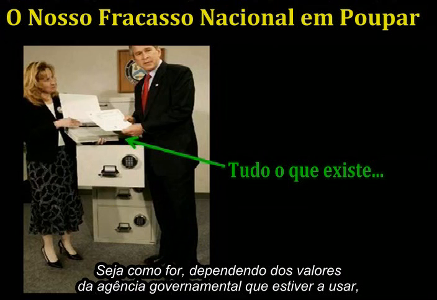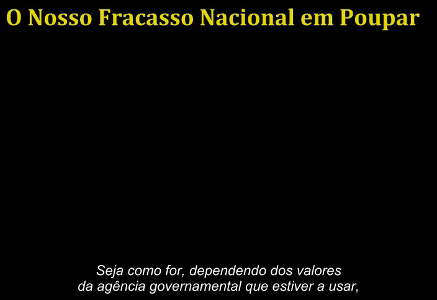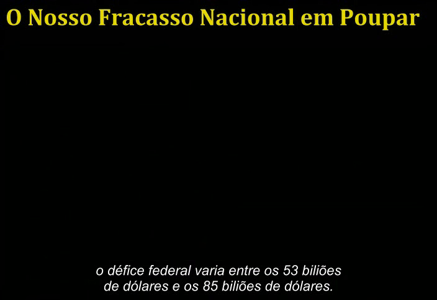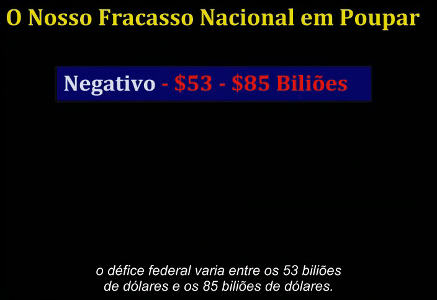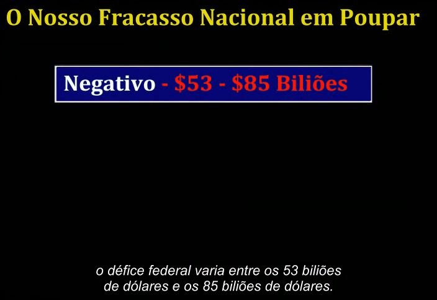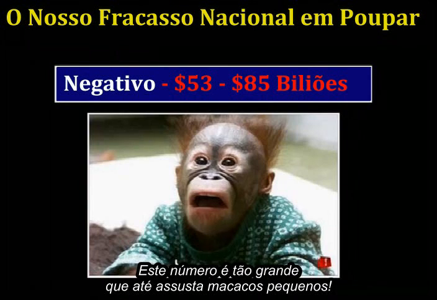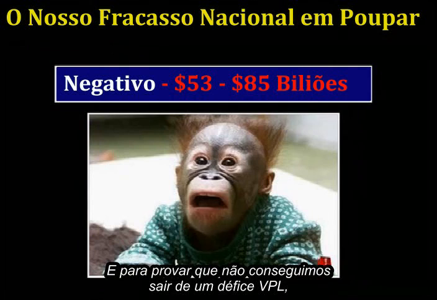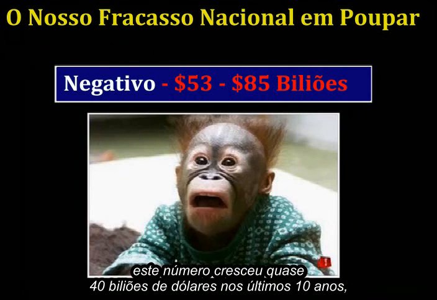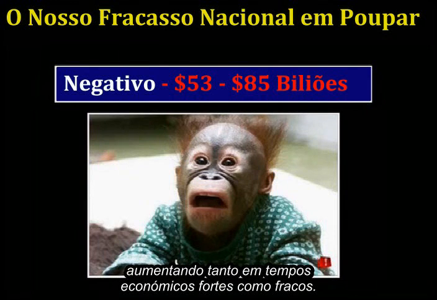At any rate, depending on which government agency's numbers you use, the federal shortfall is anywhere from $53 trillion to $85 trillion. This number is so large that it even scares small monkeys. And proving the point that you cannot grow your way out of an NPV shortfall, this number has grown by nearly $40 trillion over the past 10 years, advancing during both strong and weak economic times.